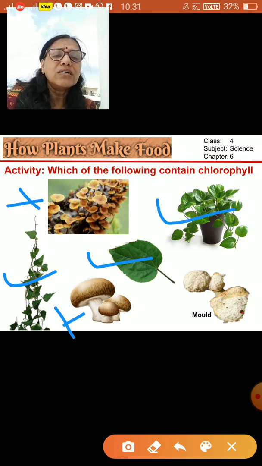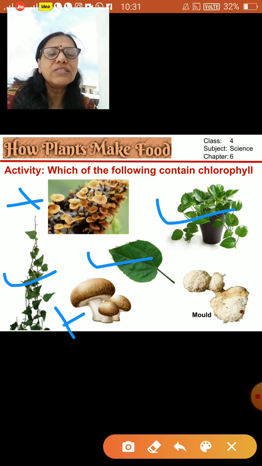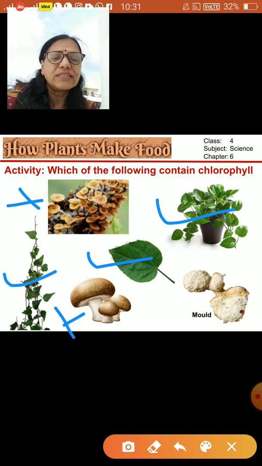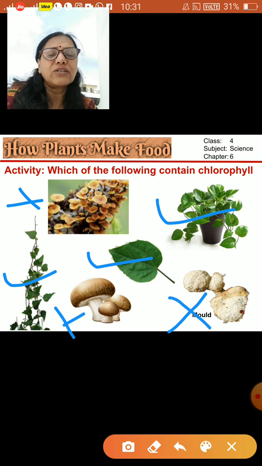Down here, mold is written. You know what mold is? If you keep stale bread without eating and leave it for some time, like one day, you will see small black colored fungi, some black substance, will appear on the bread. That is called mold, and it also does not have chlorophyll. So I'll mark it cross.